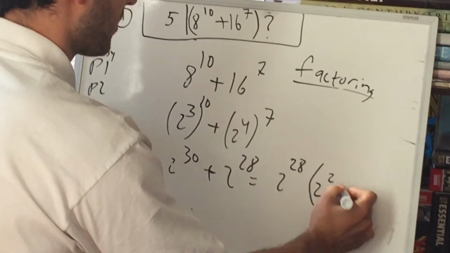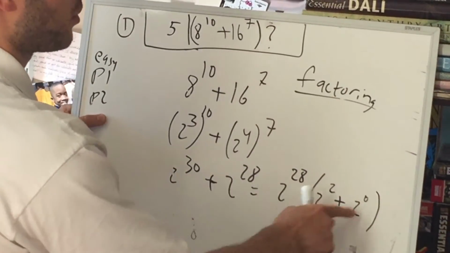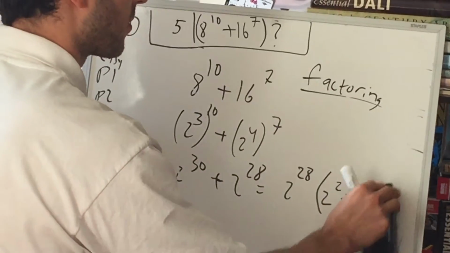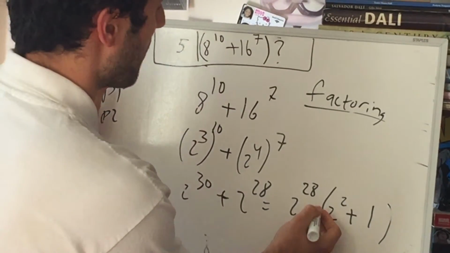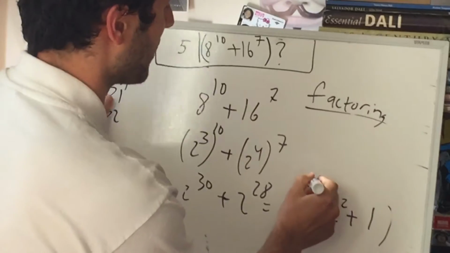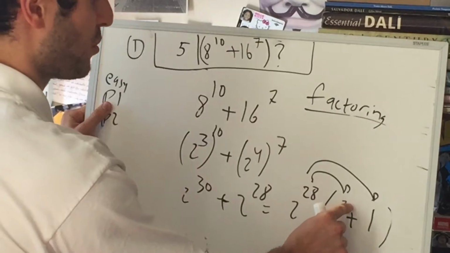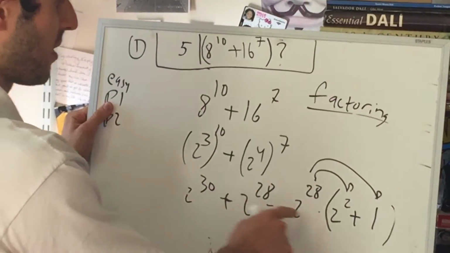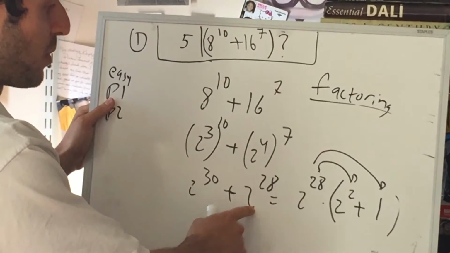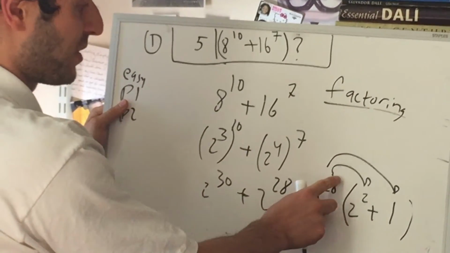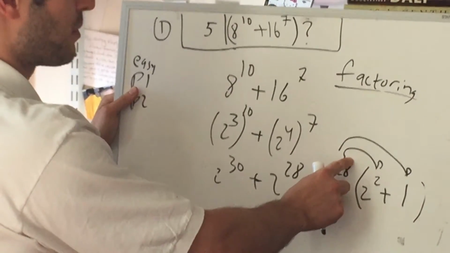So we're going to get this. 2 to the 0th is just 1. So what have I done here? If you multiply this back in, you're going to distribute it to both. 2 to the 28th times 2 squared is 2 to the 30th, and 2 to the 28th times 1 is 2 to the 28th. So these two numbers share 2 to the 28th, which was the GCF, greatest common factor. So we pulled it out.